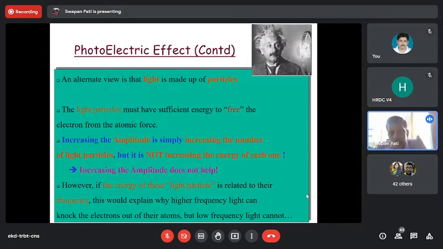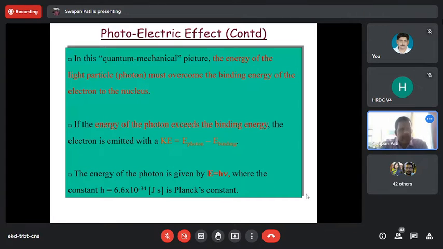All right, these are the two views. If you think this wave is made up of particles, only then can you explain the photoelectric effect. In this quantum mechanical picture, the energy of the light particle, the photon, must overcome the binding energy of the electron to the nucleus. Each particle knocks out one electron. If the energy of the photon exceeds the binding energy, the electron is emitted. The energy of the photon is given by h nu, where the constant h is Planck's constant.